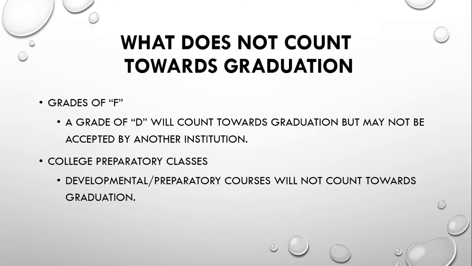Another thing we have to understand is what counts towards graduation or what does not count towards graduation. A grade of F will not count towards graduation, but a grade of D will count towards graduation. But if you're transferring to another institution, it may not be accepted at that other institution. So you'd want to make sure with whatever institution that is. Okay, and then college preparatory classes do not count towards graduation, but they will count in your GPA.